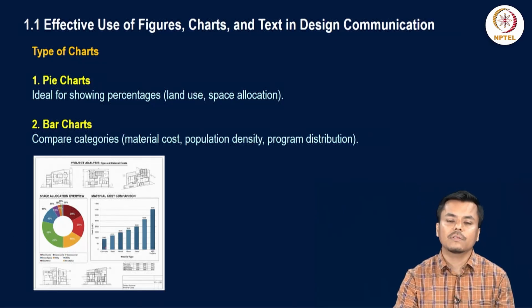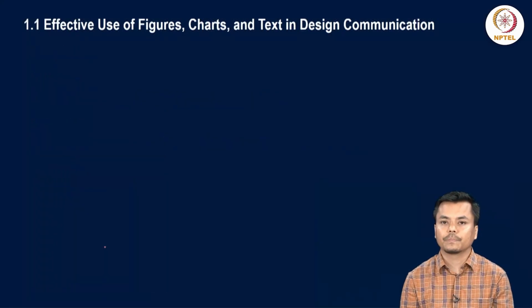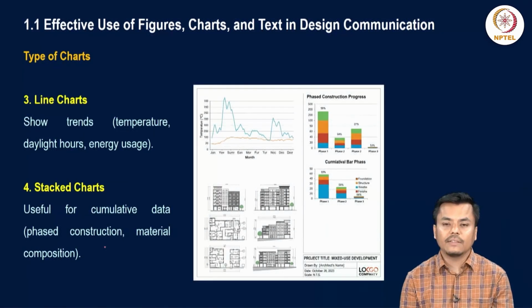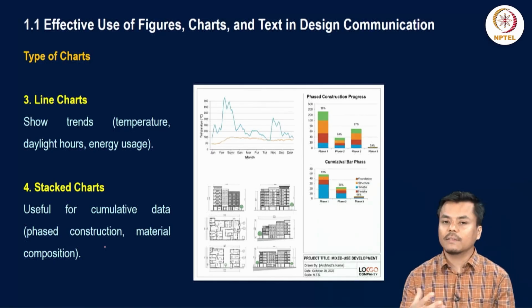So this information is required mostly in your first few sheets, like the introduction, the case study or the detailed literature review. Then line charts show the trend. They are generally used to showcase temperature data, daylight hours or energy usage, all the climatic data that you collect for your study.